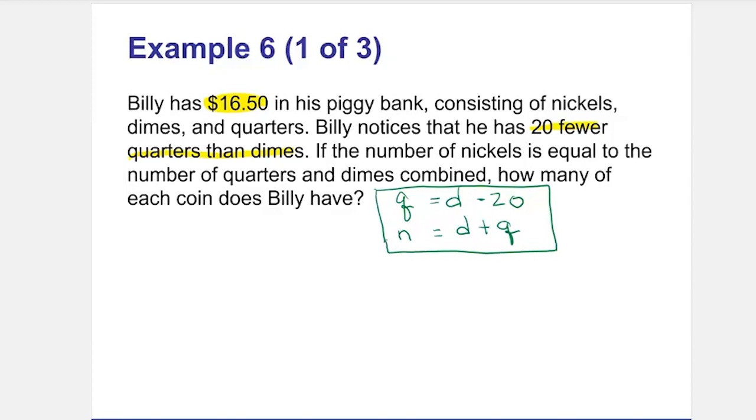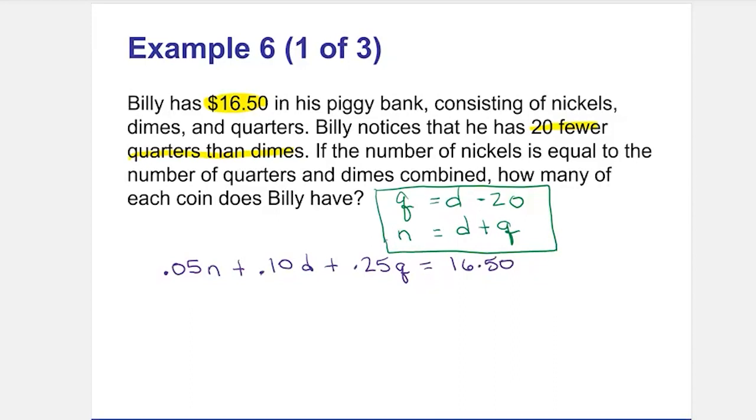So first we have to write that equation. So I know that 5 cents is written like this, right? So the number of nickels times 5 cents plus the number of dimes times 10 cents plus the number of quarters times 25 cents has got to be equal to $16.50.